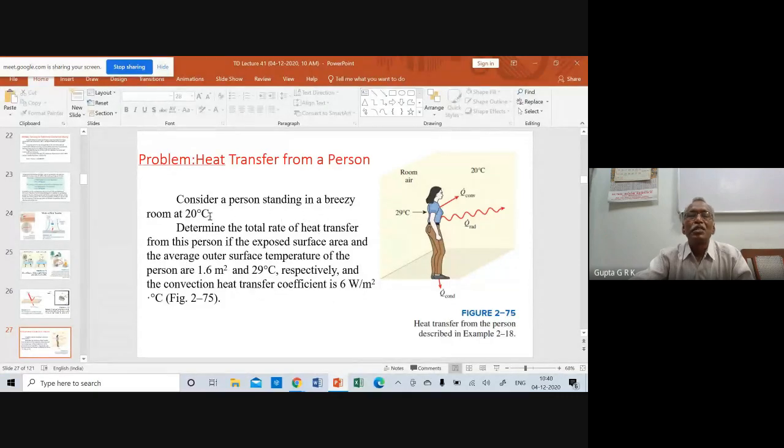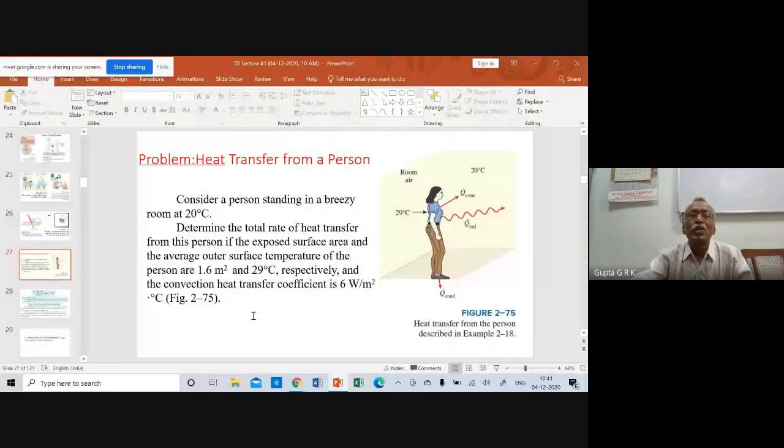Consider a person standing in a breezy room at 20 degrees centigrade. Determine the total rate of heat transfer from this person if the exposed surface area and the average outer surface temperature of the person are 1.6 meters square, which is the surface area of the body, and 29 degrees centigrade, which is the outer surface temperature of the person, respectively. And the convection heat transfer coefficient h is 6 watts per meter square degree centigrade. So you can find out the heat transfer, because the heat is transferred by convection and radiation, and how much heat is lost by the person.